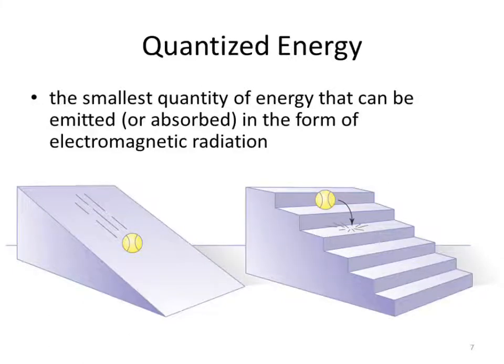Okay, so what do I mean by quantized energy? Well, quantized energy means that we've got very discrete packets of energy. So the smallest quantity of energy that can be emitted or absorbed. So we can look at two different pictures here. In this picture, I have a slope, and my ball is just going to keep rolling down that slope. I can stop it at any point by putting up a barrier.